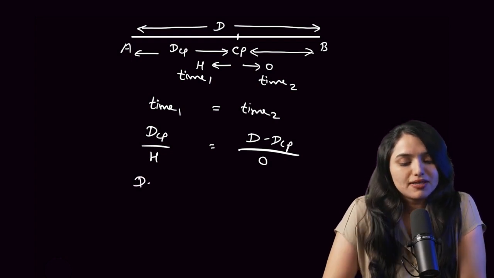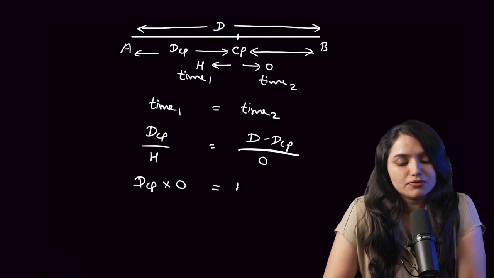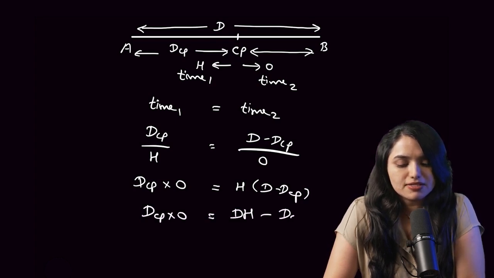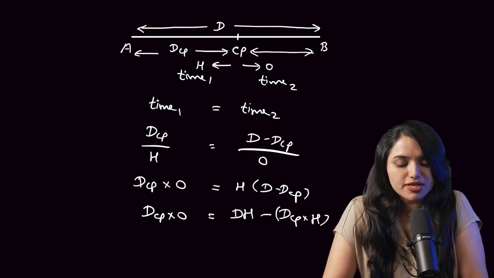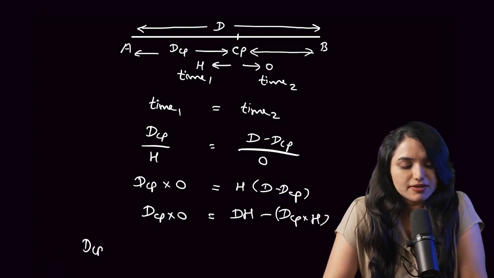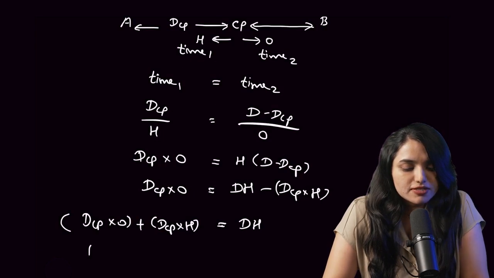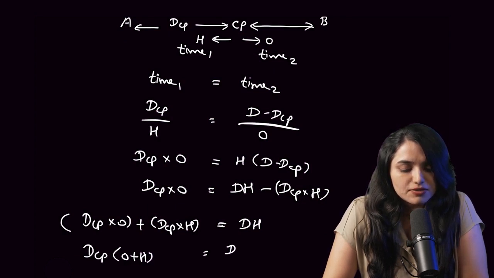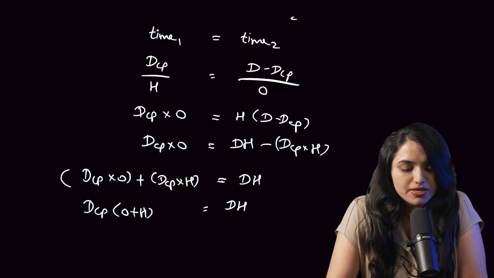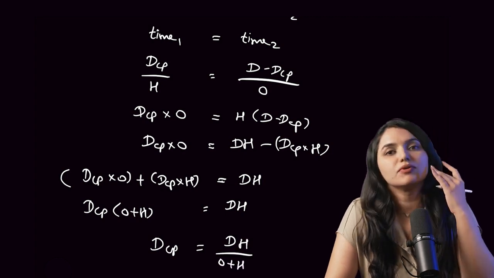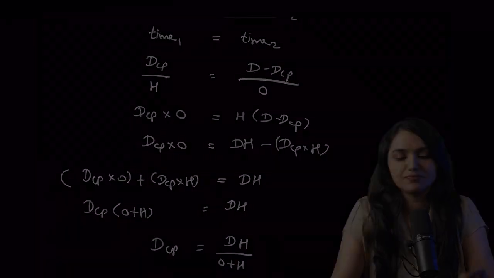Okay. If you cross multiply this, DCP into O is equal to H into D minus DCP. So DCP into O is equal to DH minus DCP into H. So you take DCP into H to the left hand side, and if you calculate, you will get, taking DCP common, O plus H in the bracket, is equal to DH. So DCP will be equal to DH upon O plus H. So that is the formula for distance to CP.